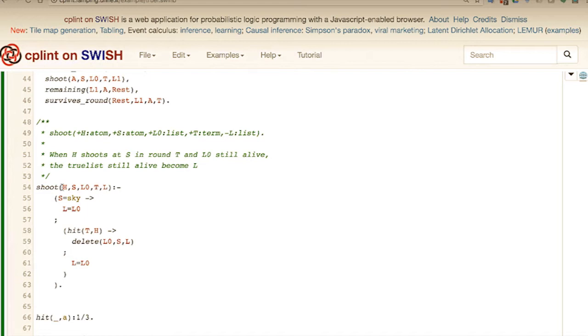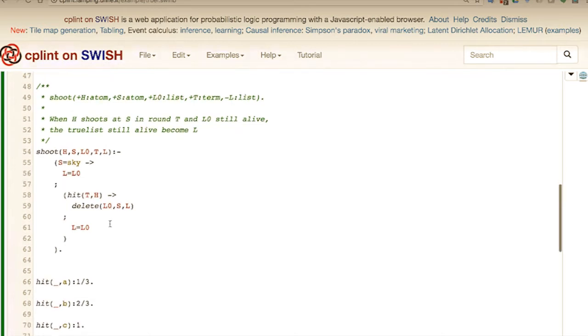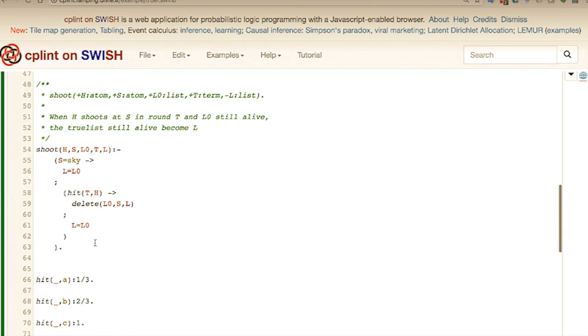So this predicate is the core of the program because it computes the effect of shooting. If the player aims at the sky, then the list of players remains unchanged. Otherwise, we have to test whether the shot will hit the target, whether player H hits the target at turn T. In this case, if it hits the target, we delete S, which is the target, from the list of players. Otherwise, the list of players remains unchanged.